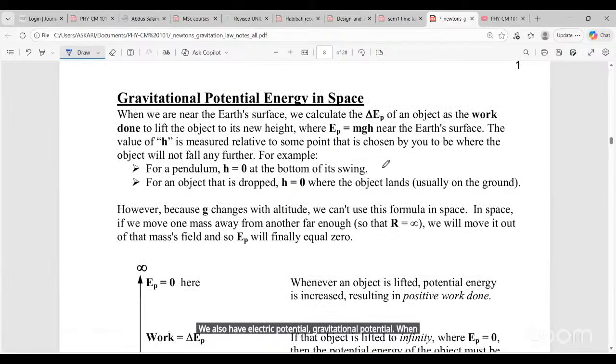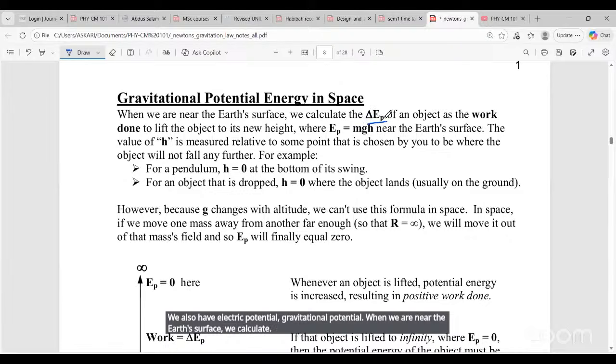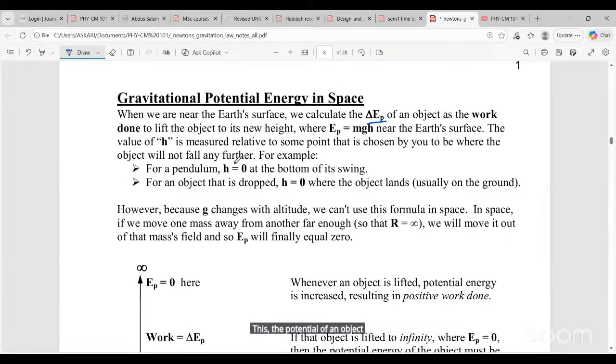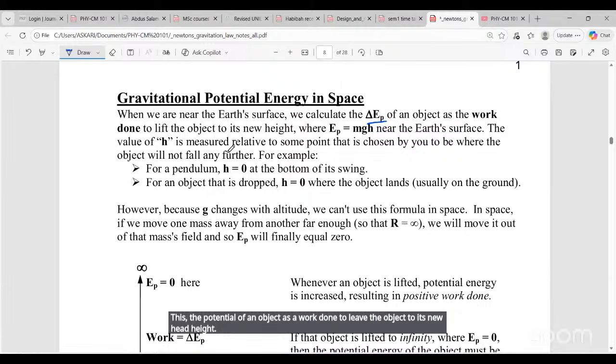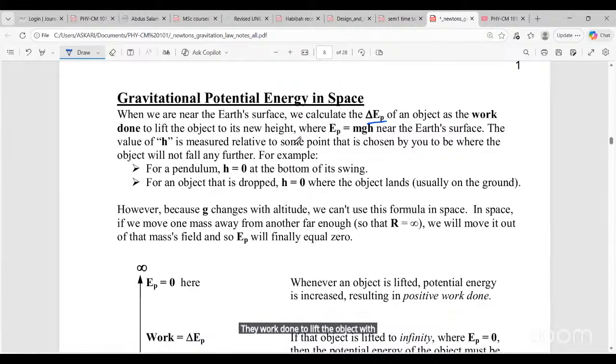When we are near the Earth's surface, we calculate the potential of an object as the work done to lift the object to its new height. Because you are raising it to a specific height, that will be mgh, near the Earth's surface. So the value of h is measured relative to some point that is chosen by you. For a pendulum bob, h is equal to 0 at the bottom of its swing. For an object that is dropped, h is equal to 0 where the object lands. So which means we are the ones that will choose the 0.